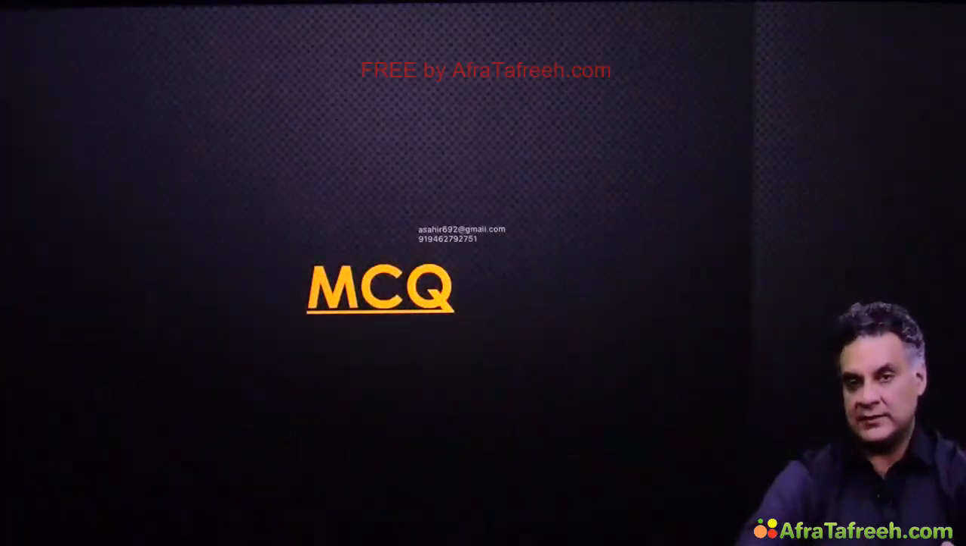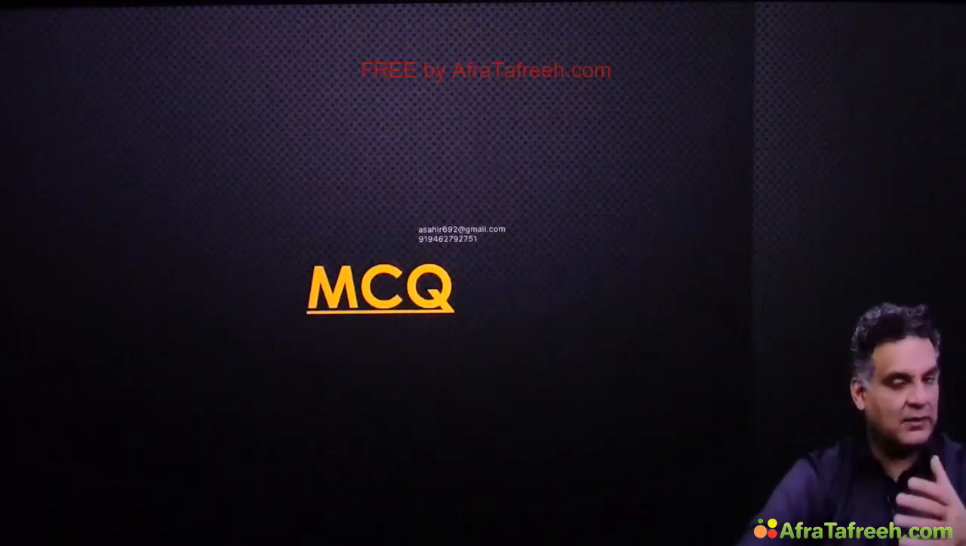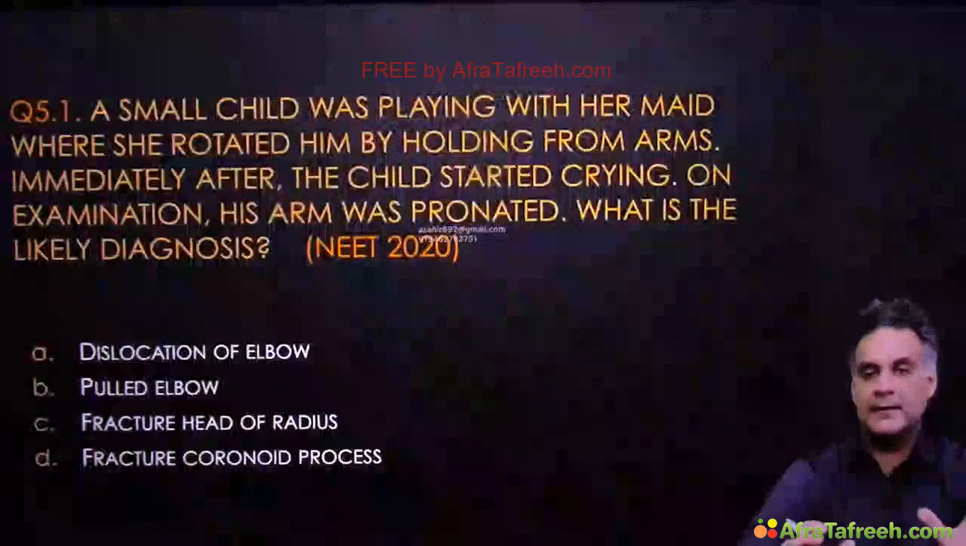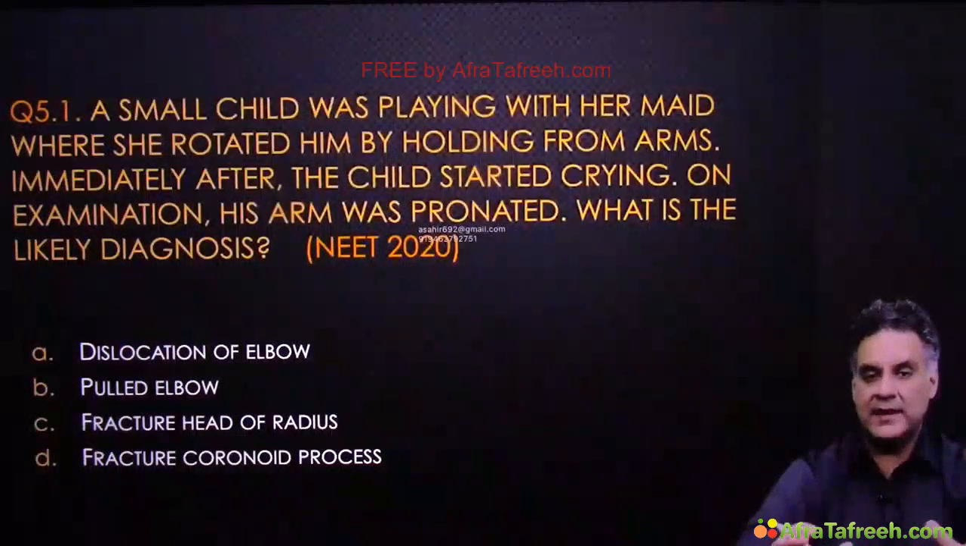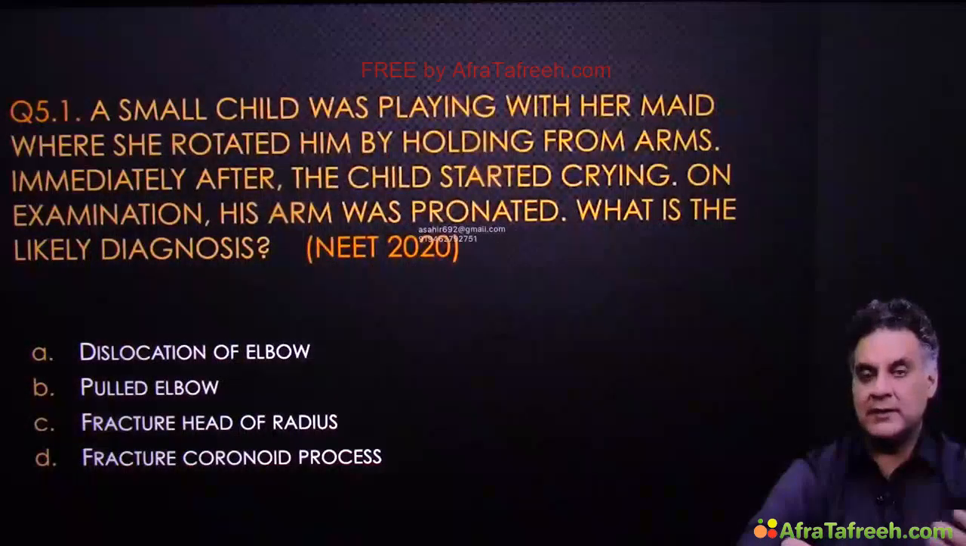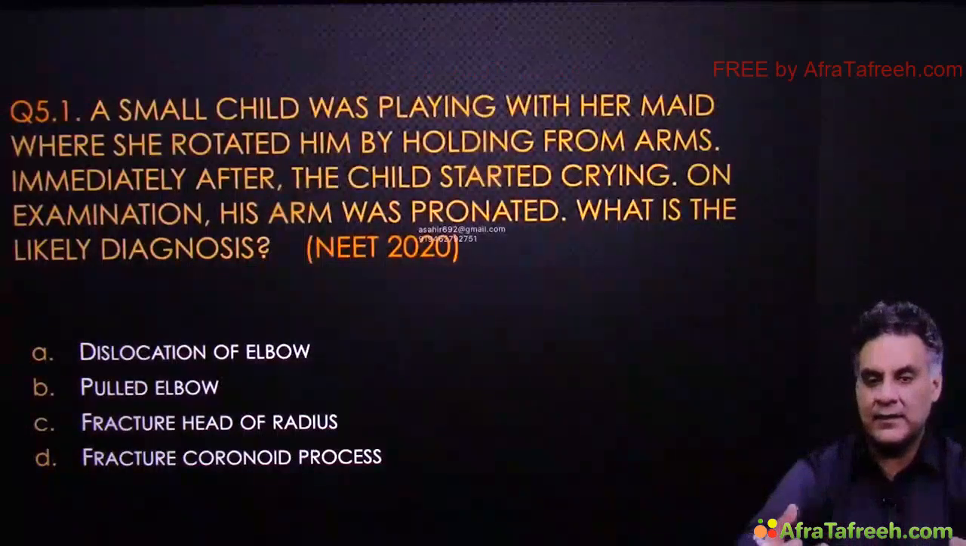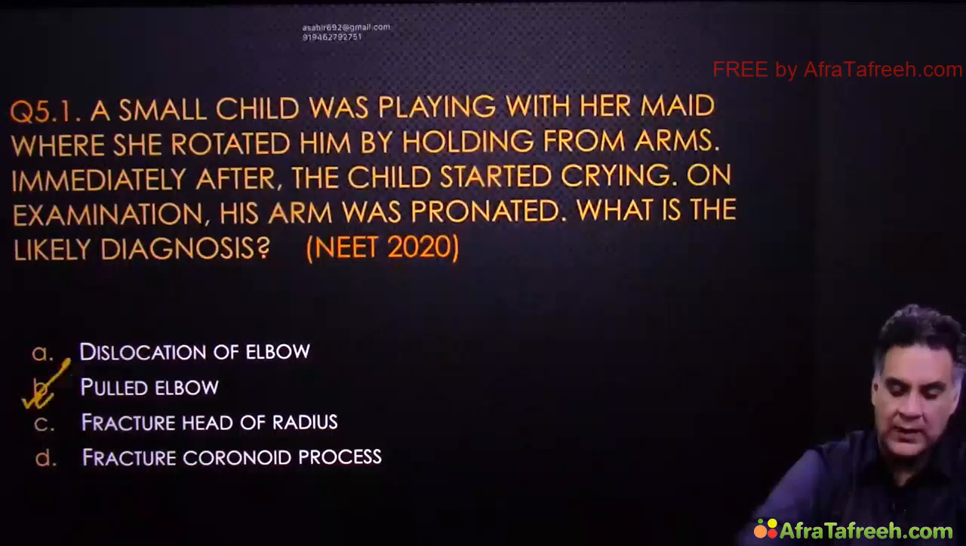Right, coming to the MCQs, the fat embolism we'll do when we do lower limbs. Question number 1. A small child was playing with a maid when she rotated him by holding from the arms. Immediately after, the child started crying, the arm was pronated. This is classically nursemaid's elbow or pulled elbow.